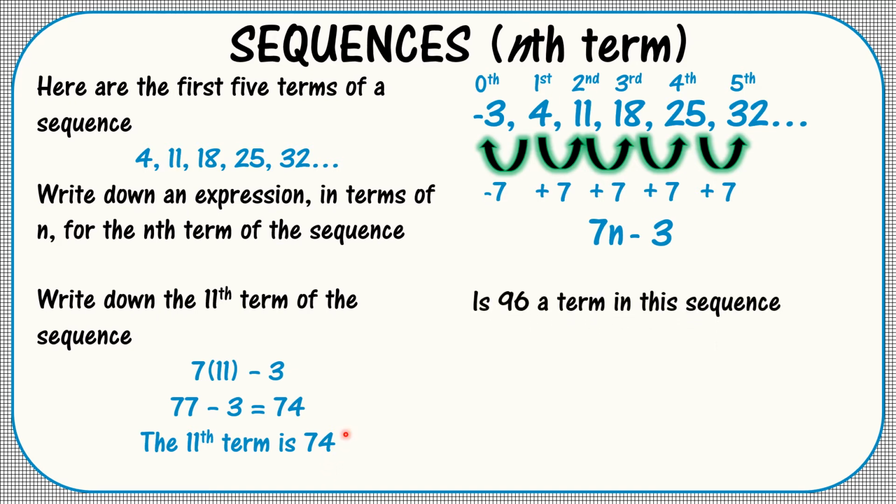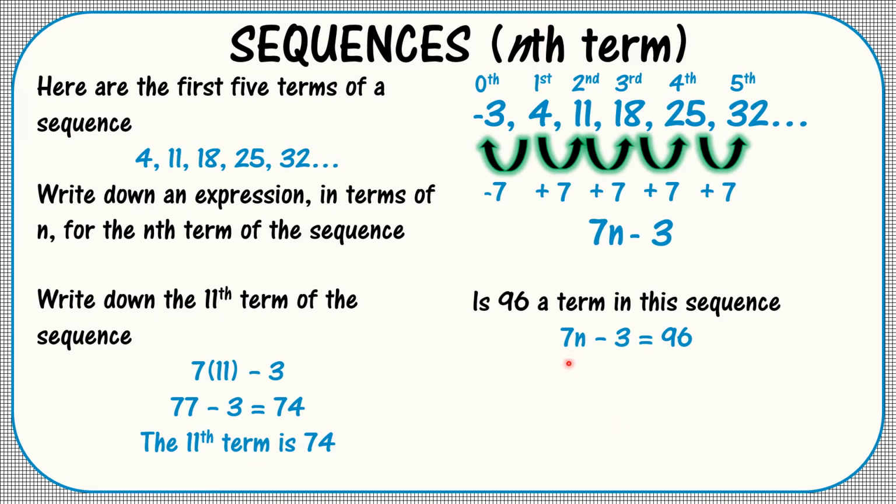The final question is: is 96 a term in this sequence? The way you figure this out, you write 7n minus 3 equals 96. You lay it out like this. After we solve this, and what it means by solving, at the end we want to get n equals something. At the end, if n is a whole number, that means that 96 is a term. If n is not a whole number, then it means that 96 is not a term.